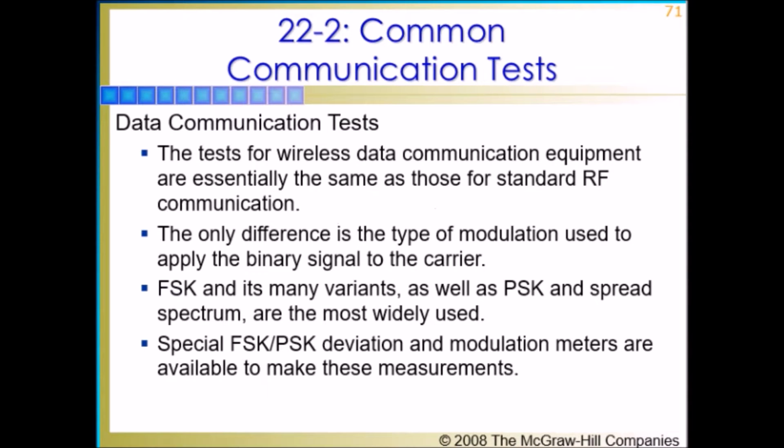Data communication test. The tests for wireless data communication equipment are essentially the same as those for standard RF communication as described above. The only difference is the type of modulation used to apply the binary signal to the carrier. FSK and its many variants, as well as PSK and spread spectrum, are the most widely used, especially FSK and PSK. Deviation and modulation meters are available to make these measurements.